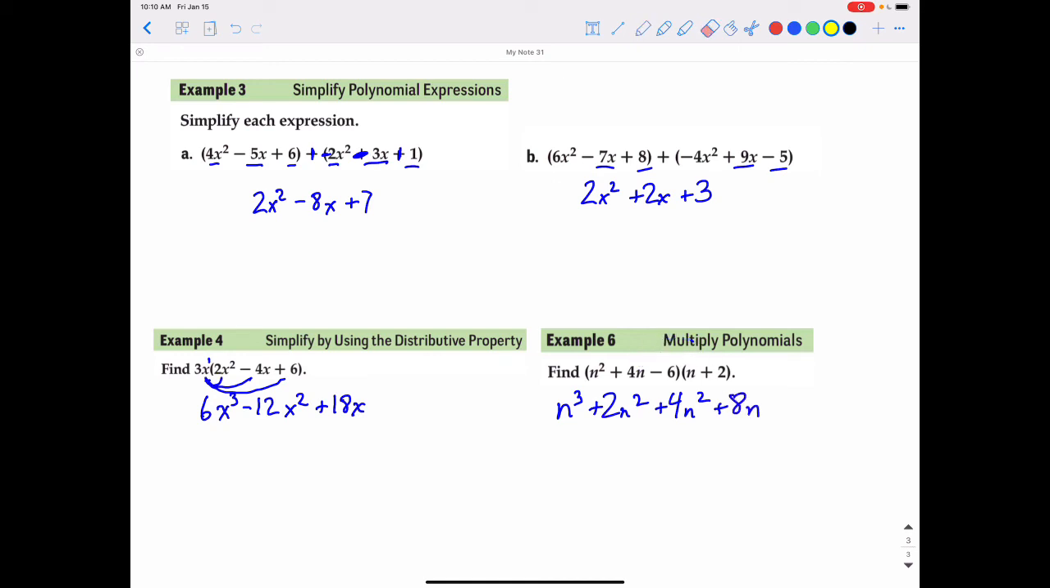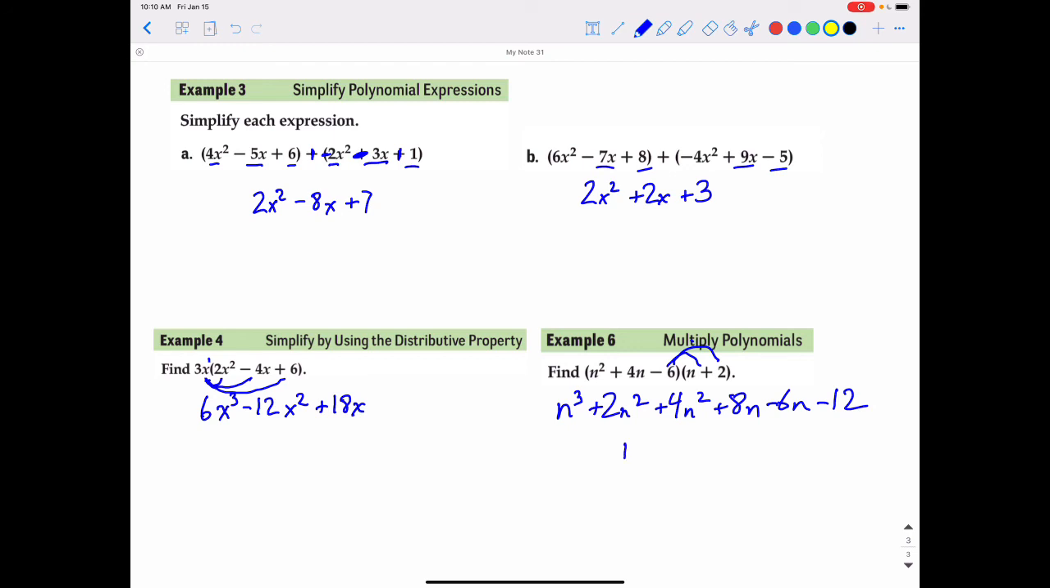And then finally, we'll take the last term times everything in the second set of parentheses. So negative 6 times n is negative 6n. And negative 6 times 2 is negative 12. And then finally, combine any like terms through addition and subtraction. Try to do this in descending order of exponents. That's going to be important later on when we get to division, which is not today, but it's coming up.